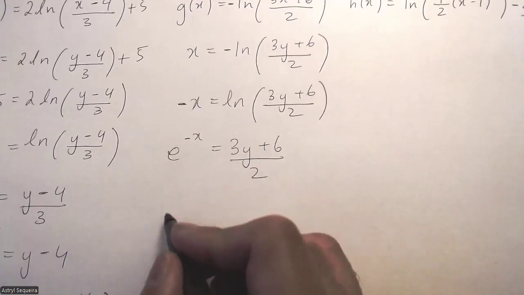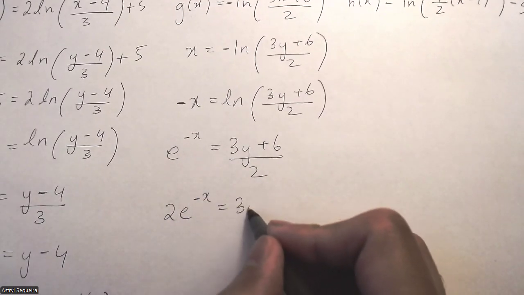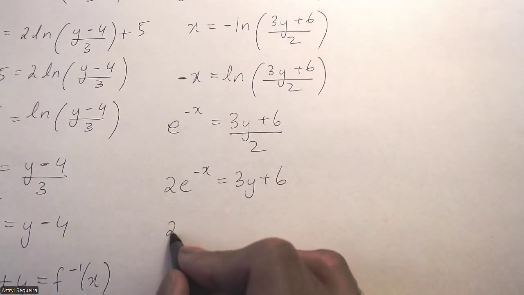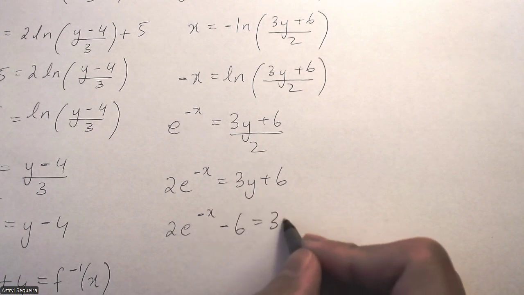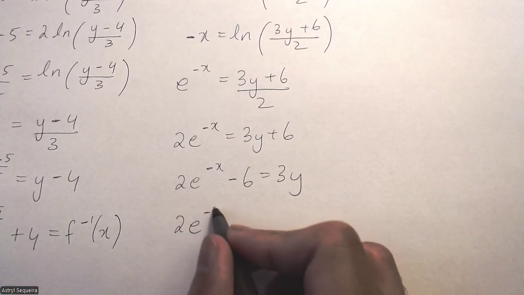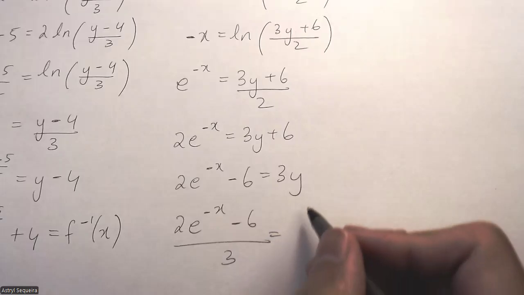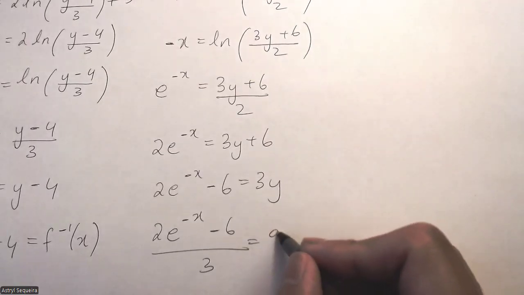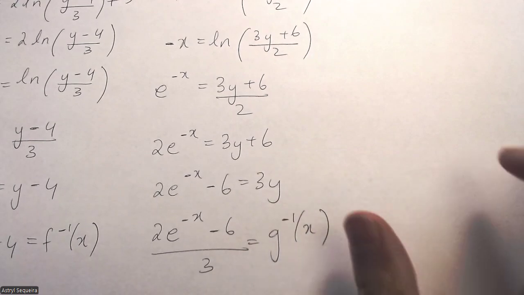Next, I'll multiply the 2 over. So 2e to the negative x equals 3y plus 6. Then I'll move the 6, becomes minus 6. And last step, I'll divide by 3. And instead of writing y once it's isolated, I'm just going to write g inverse of x.